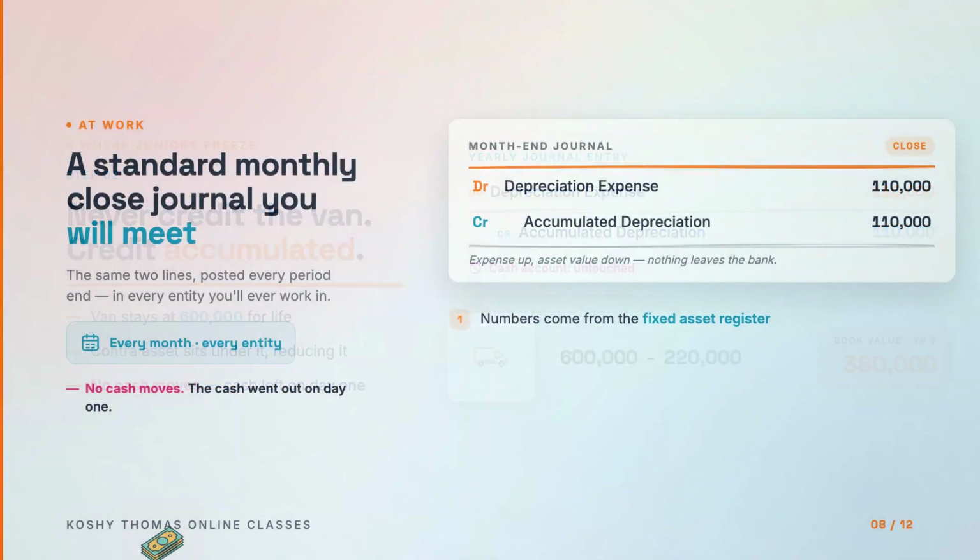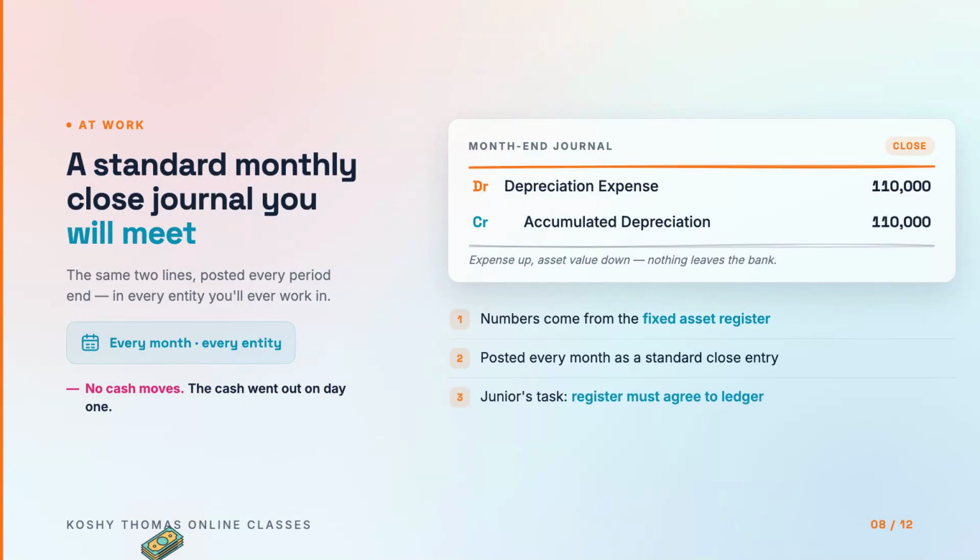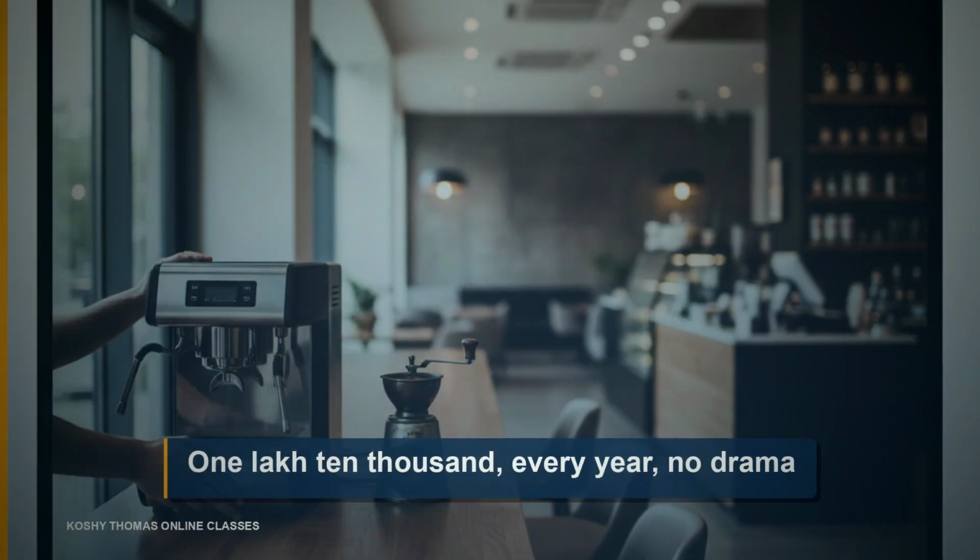And this is why it matters at work. In month-end close, depreciation is one of the standard journals that runs every single month, across every entity that owns fixed assets. Nobody recalculates it from scratch, it comes off a fixed asset register. Your job as a junior is usually to check the register agrees with the ledger. Now you know exactly what you are checking and why.